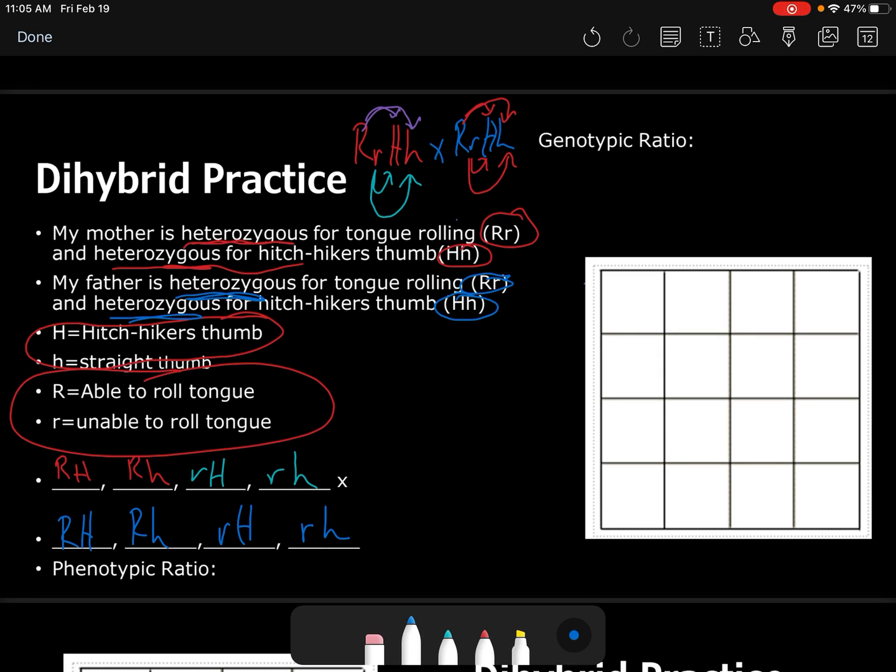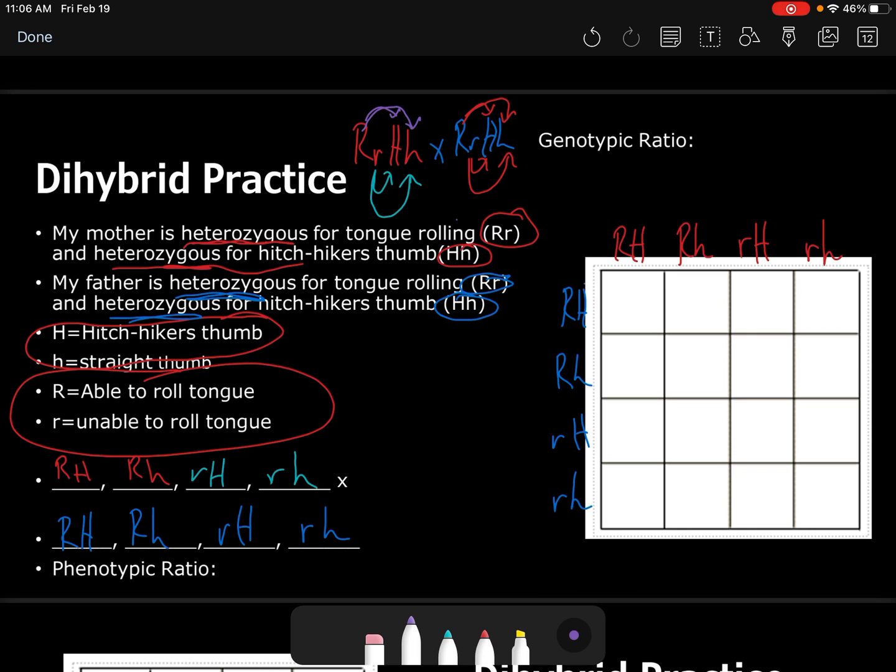Okay, so now we're going to plug the parents in. So we'll put the mom on the top: big R, big H, big R, little h, little r, big H, and little r, little h. Put the father in on the side: big R, big H, big R, little h, little r, big H for the third one, and then little r, little h for the last one.